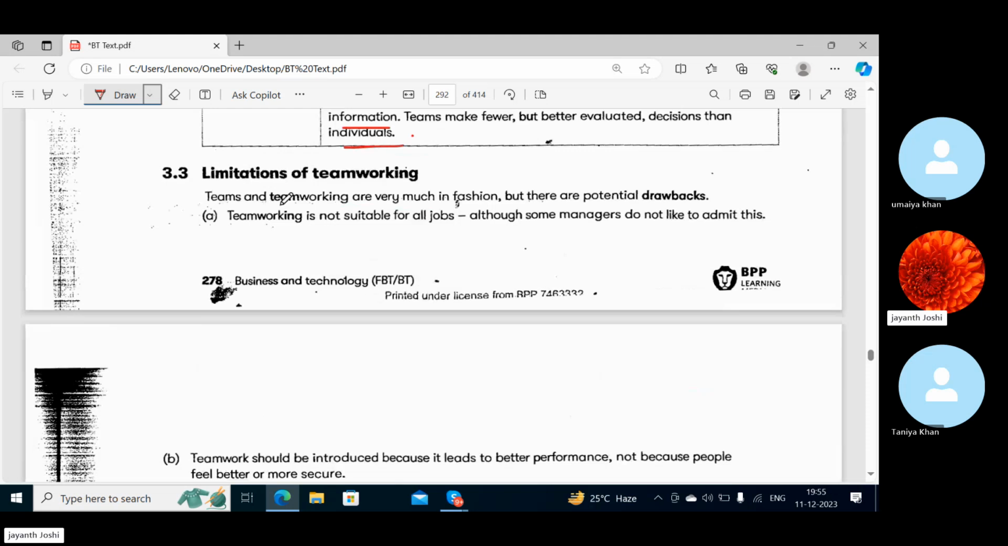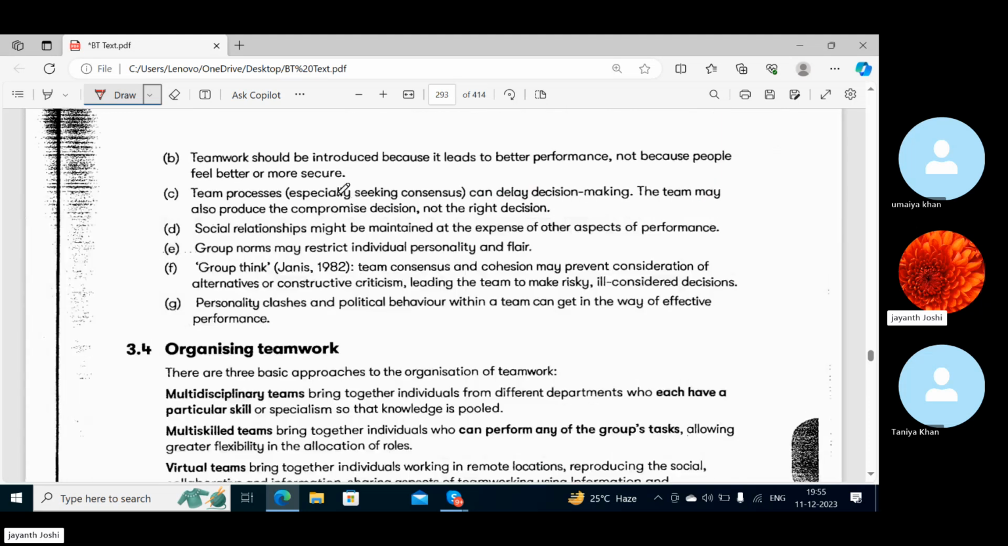Limitations of team working. Teams and team working are very much in fashion, but there are potential drawbacks. Team working is not suitable for all jobs, although some managers do not like to admit this. Teamwork should be introduced because it leads to better performance, not because people feel better or more secure. Yes, so team leads to better performance, not because people feel better under it, because it is more secure, but because the success a team can generate is more than an individual.